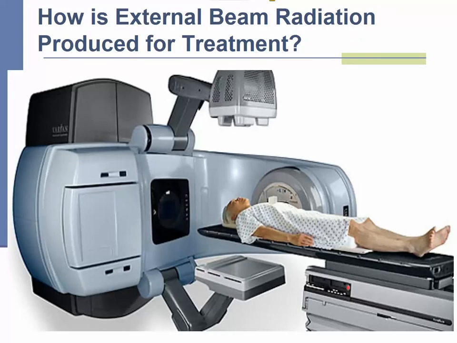Okay, so how is external beam radiation therapy actually produced for treatment? This slide gives you an example of what the linear accelerator looks like. So ionizing radiation can be produced in different ways. Most commonly in our radiation therapy departments, X-rays are produced electrically in the machine, and the machine is called the linear accelerator. They can produce a high energy X-ray beam that is directed to the area requiring treatment.